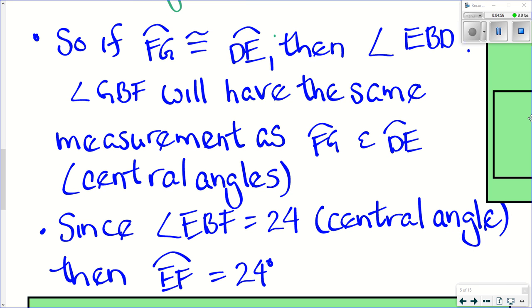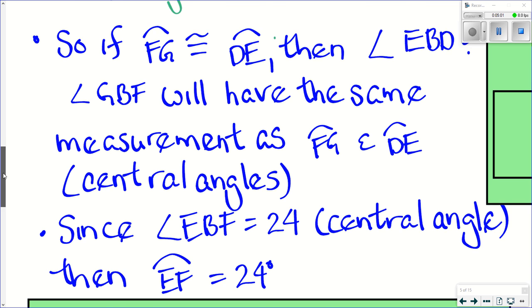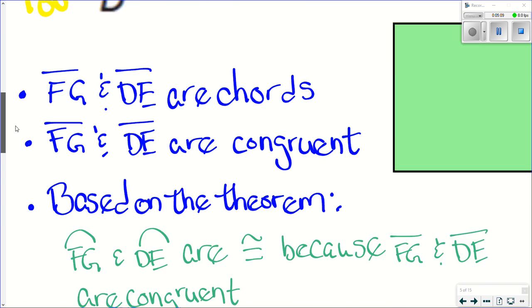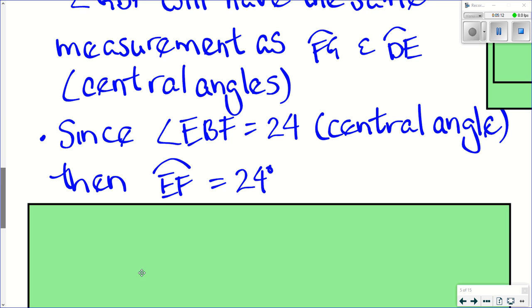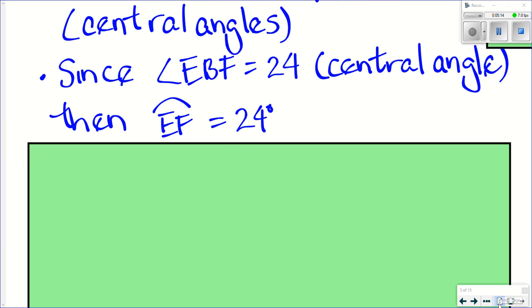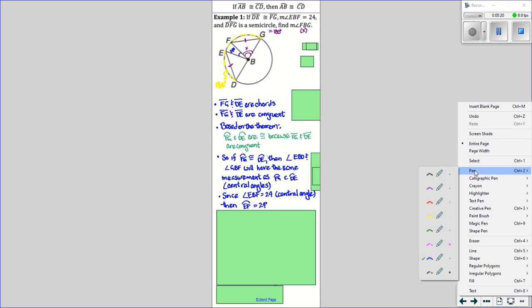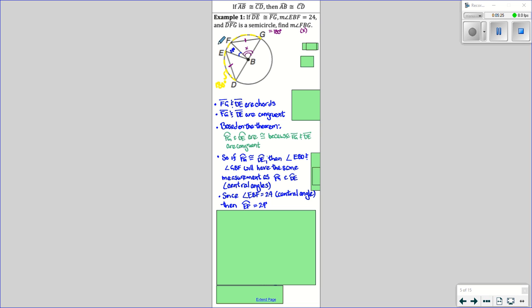As mentioned here, they said that angle EBF is 24, right up there. That's a central angle, so that means arc EF will also be 24. And I should mark that up, so that way we can see what's going on. I know this is tiny, so bear with me. I'll use the calligraphy pen for this one. So then EF is 24. Alright, so now that we have that information, now we can start solving.